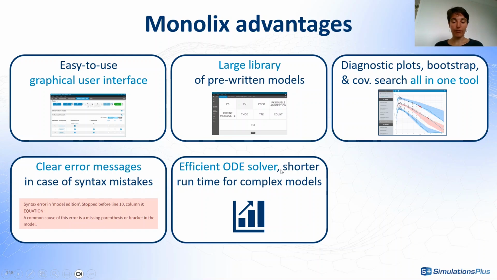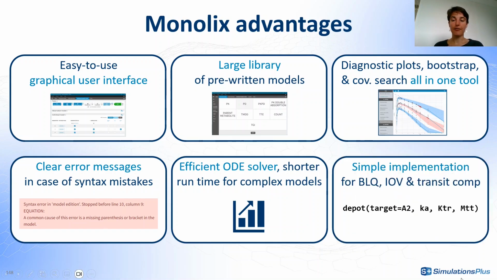Our ODE solvers are very efficient, which means that if you have a complex model, what our users report is that they very often get shorter runtimes in Monolix compared to Nonmem, especially for complex models. And finally, we have a really simple implementation for BLQ, inter-occasion variability, and transit compartments, which makes it really easy to use these features compared to what it would have been in Nonmem.